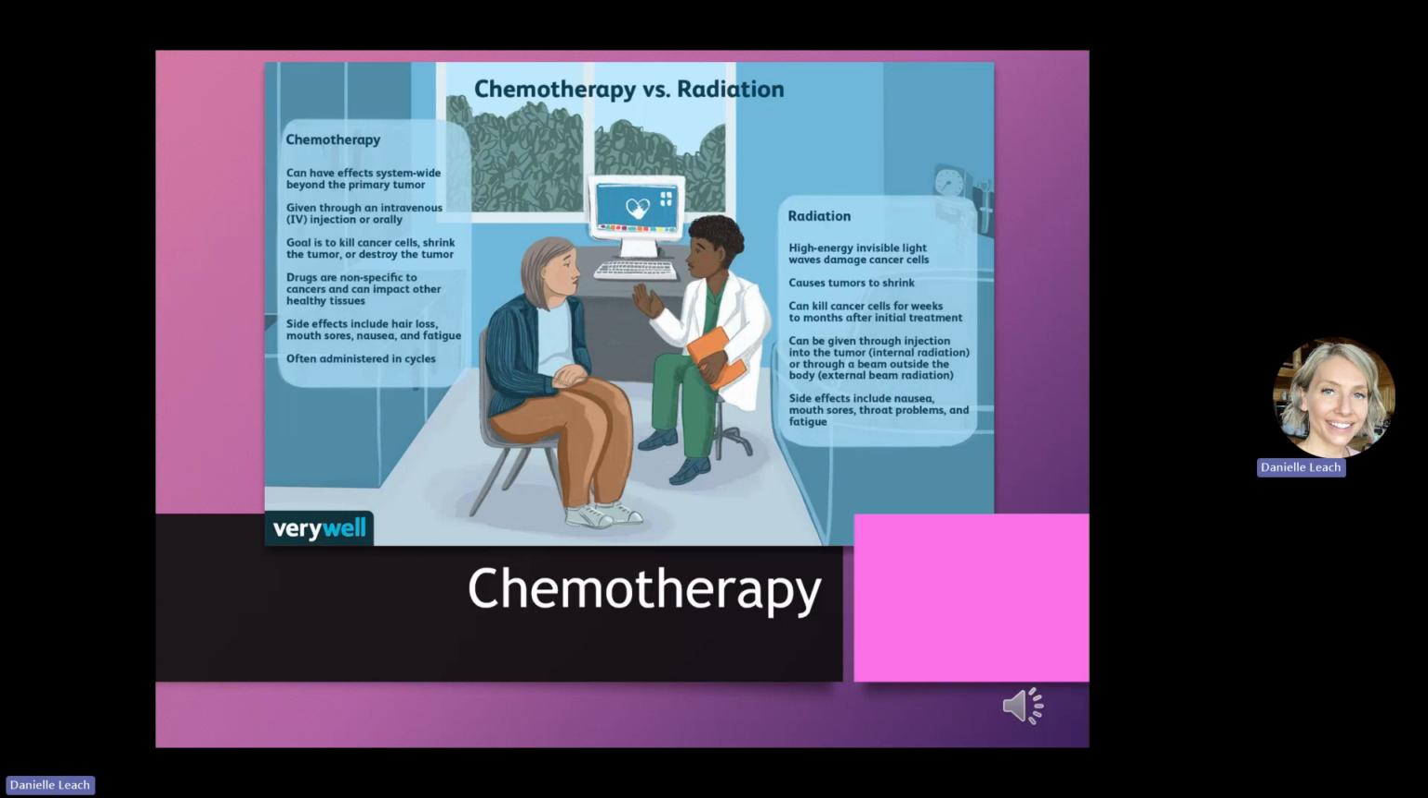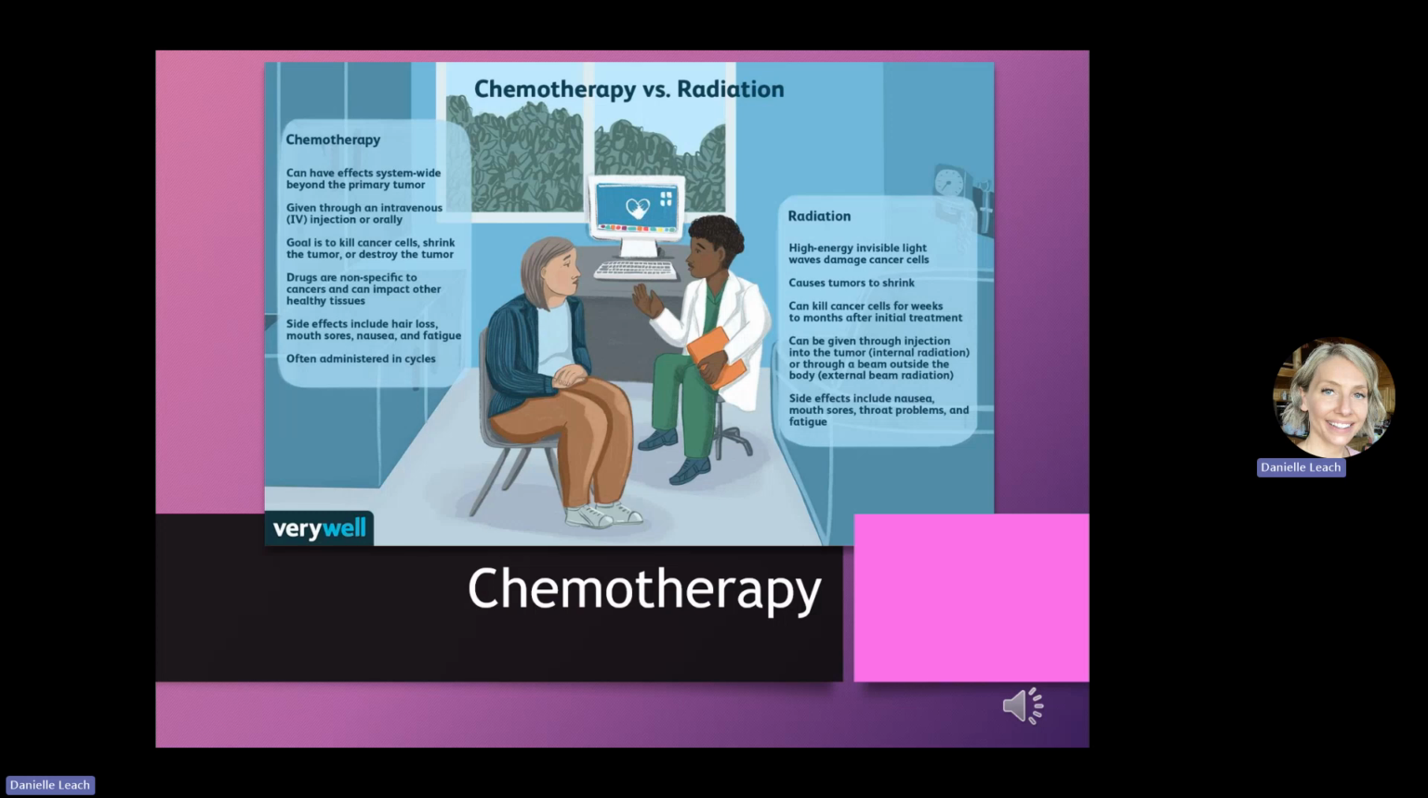With chemotherapy, the drugs are not necessarily specific to the type of cancer cells. So while the chemotherapy is destroying these cancer cells, it can also be destroying or negatively impacting other healthy tissues. So again, there can be a lot of side effects, which are similar to radiation: hair loss, mouth sores, nausea, fatigue, not wanting to eat, vomiting, things like that.